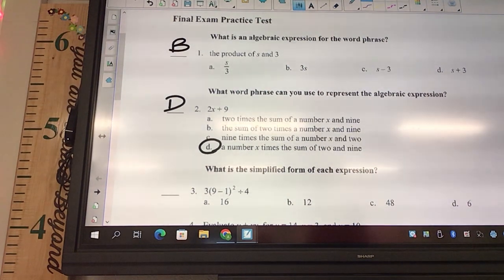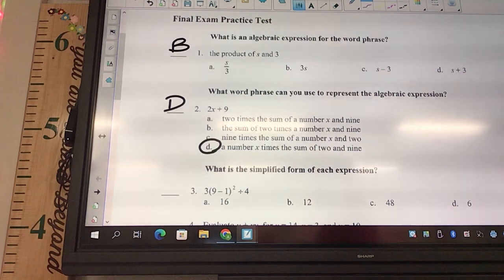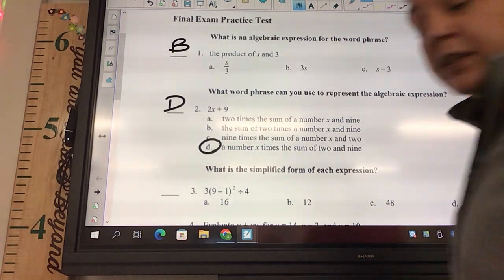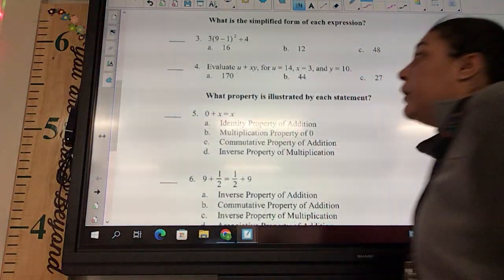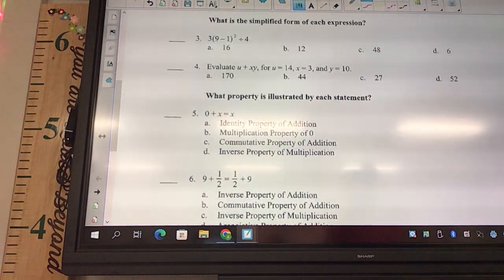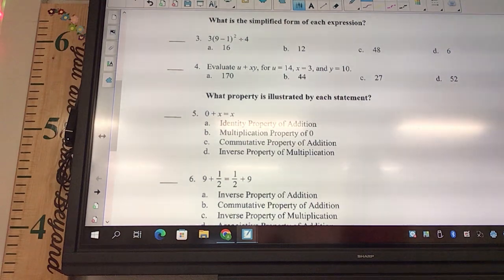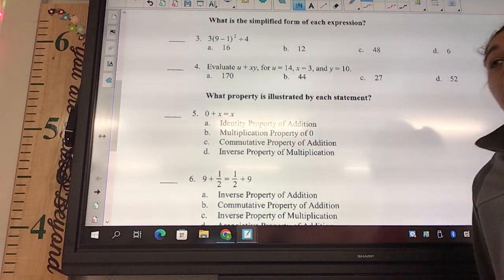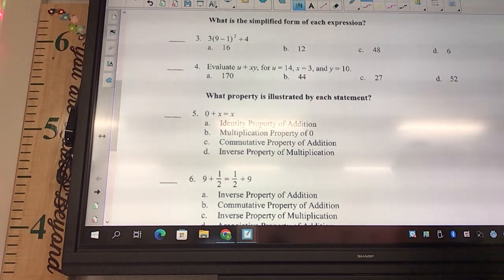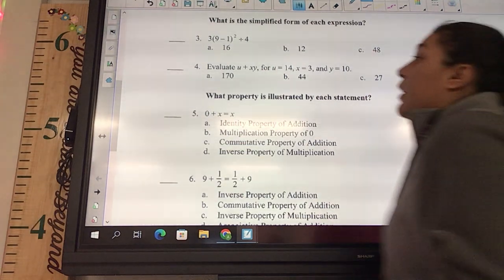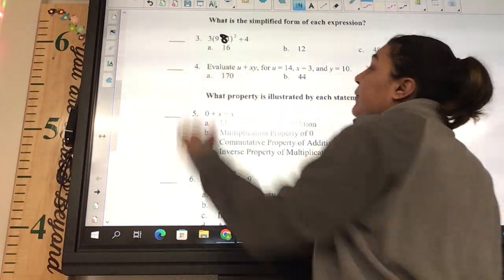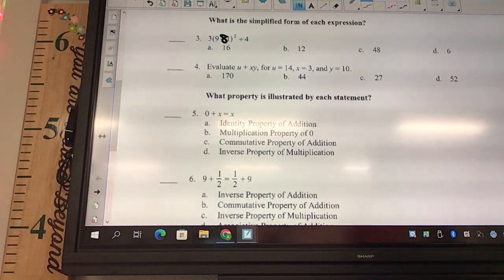Let's look at number 3. What is the simplified form of this expression? What do you need to do first? The parentheses. Okay, now, you can show as little or as much work as you want to. That's totally up to you. So if you wanted to guess, yes. Okay, so there's really going to be an 8 here. Okay, then what do we do?